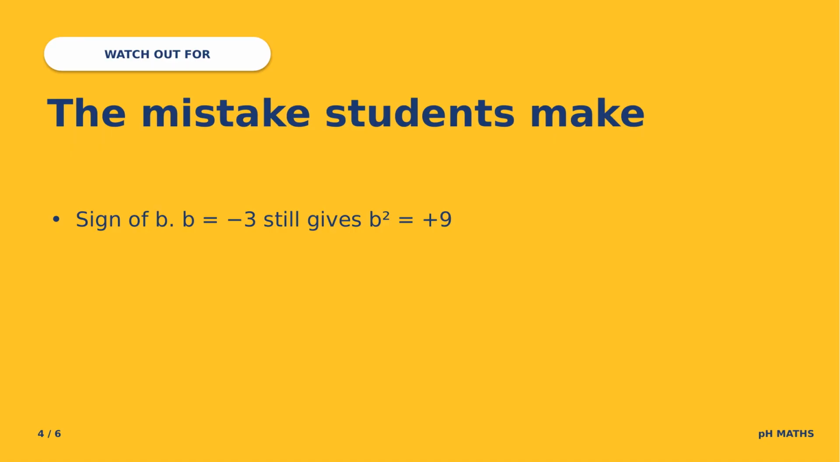Common mistake: sign of b. b equals minus 3 still gives b squared equals plus 9. Squaring always produces a positive, so when b is negative, b squared is positive. That's not a sign error, that's just how squaring works. Get b squared right and the rest follows.